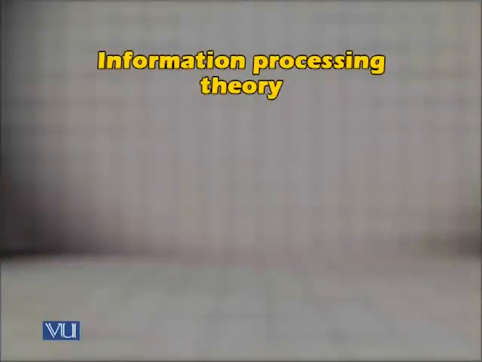Now we are going to talk about the information processing theory. Information processing theory is not a theory of learning or a theory of motivation. It is about the concept of how information is processed in our brains. What happens when information is processed in our brains? What are the steps that are involved in information processing?